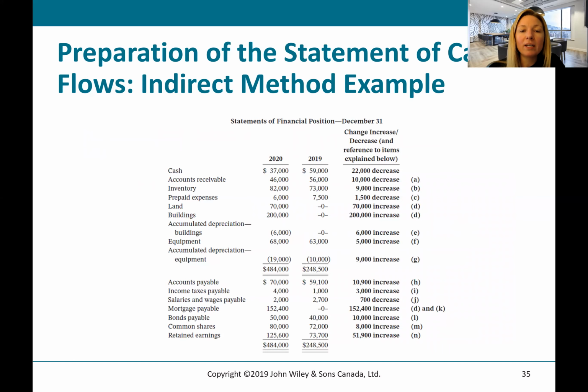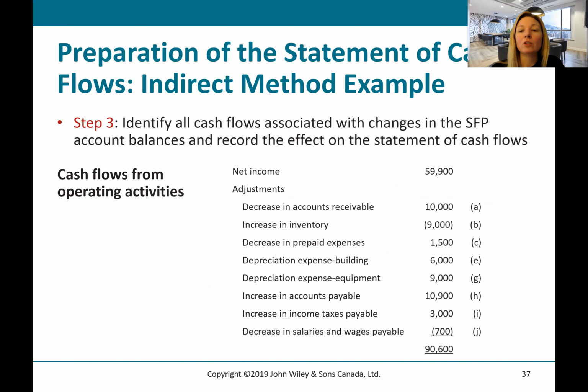Next, what's our next current asset? We've got prepaid expenses. So prepaid expenses decreased by $1,500. A decrease in prepaid expenses means we must have paid out less cash for that. So that's going to be a cash inflow. So we're going to add back $1,500, and you can see that there in C.